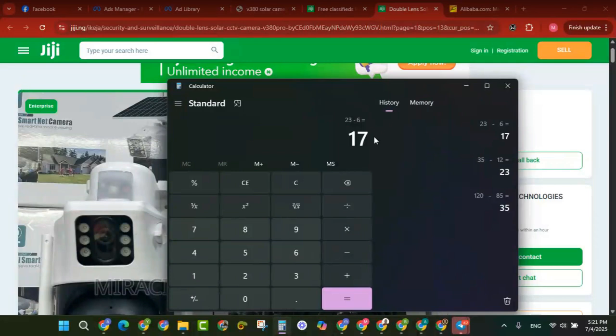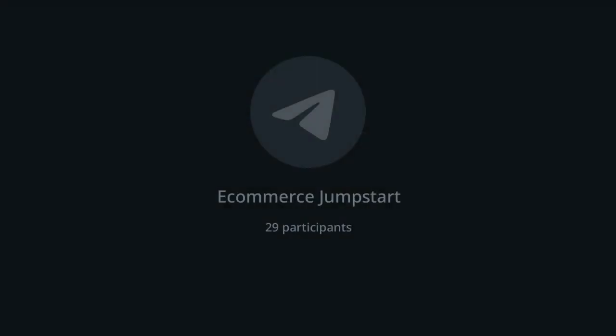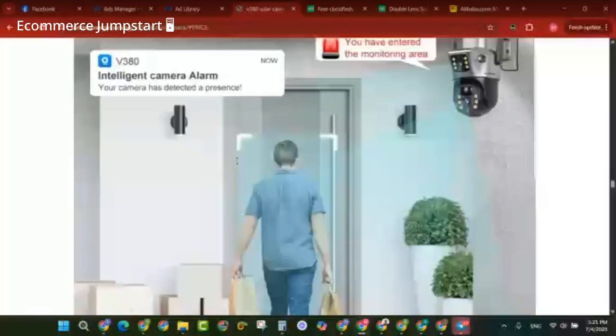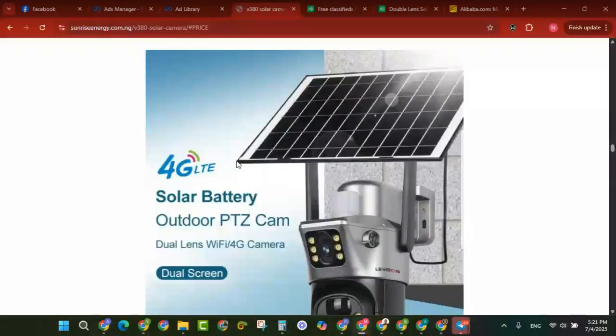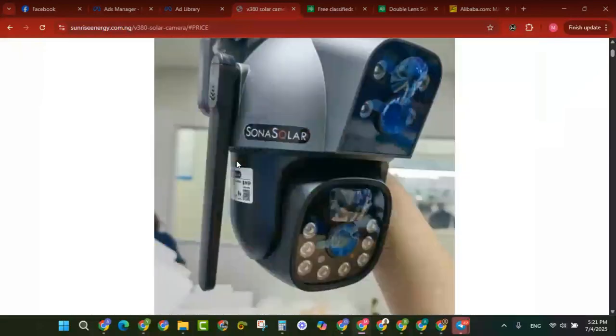So let's assume that this is a good deal for us to go into, because we can make 70,000 naira, more or less, depending. And you can see their landing page here. It's not even superb. You can make something better. You can make something better.